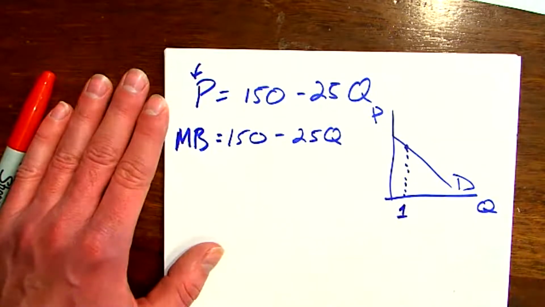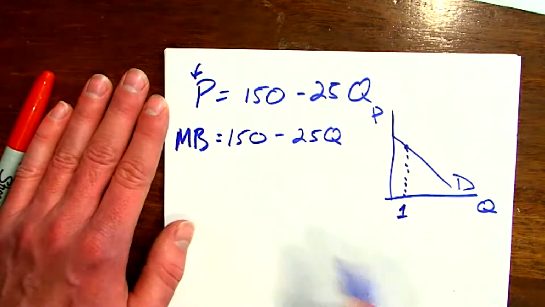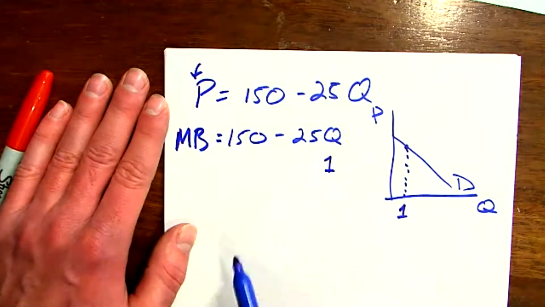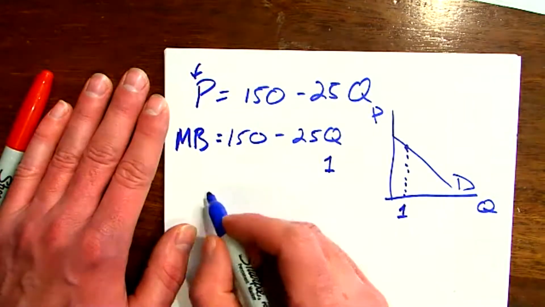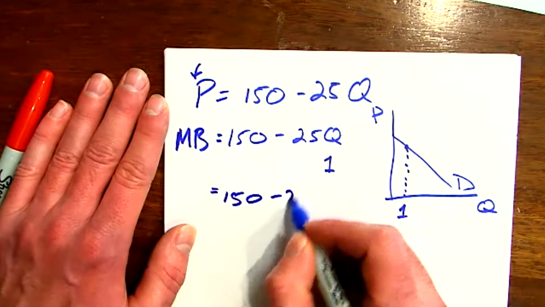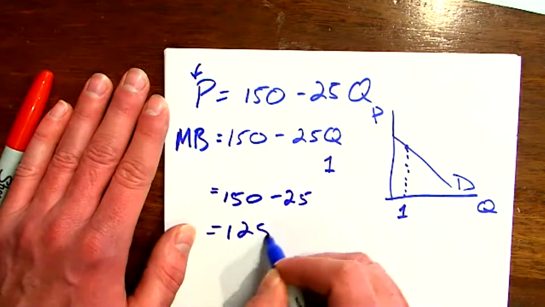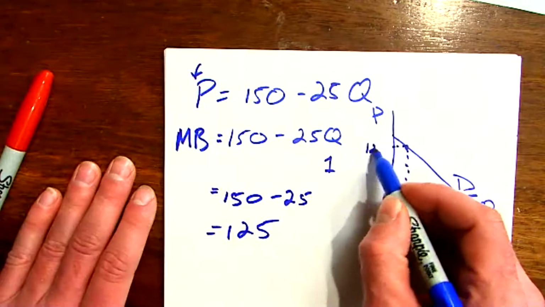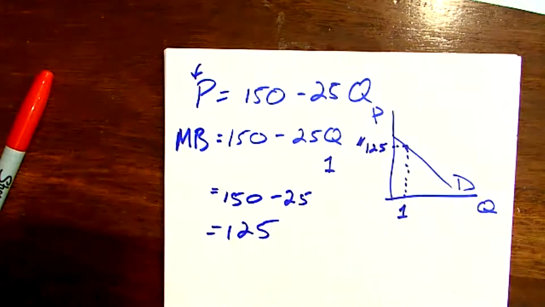What would I be willing to pay for that first ticket? Well, the amount that I'd be willing to pay would be up to that marginal benefit. So I plug in 1 here. I get 150 minus 25, so the price for that first ticket the consumer would be willing to pay is $125.